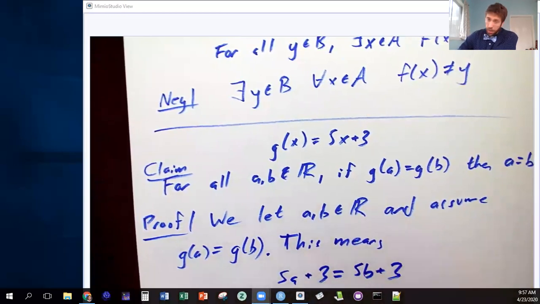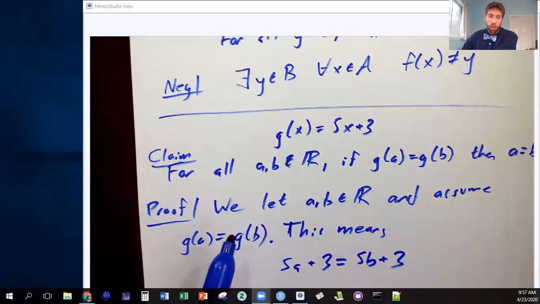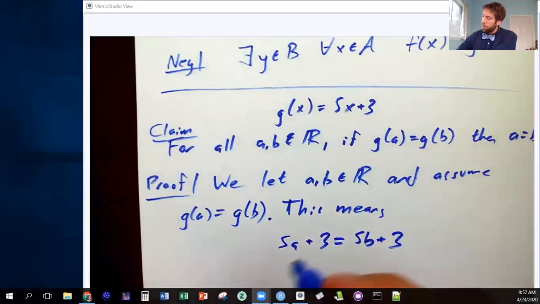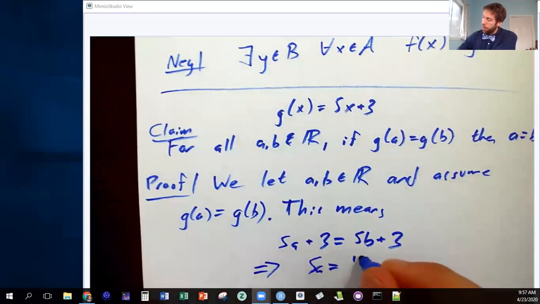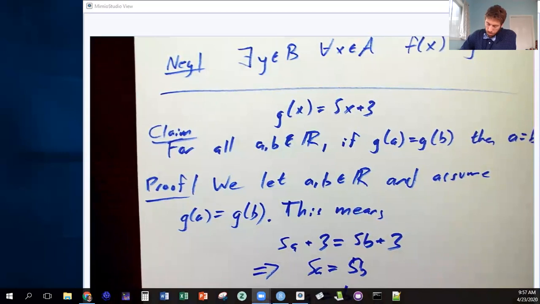Okay, what did the book just do there? It assumed this, and then asked what that means. g of a is this, g of b is that. Then we do algebra. Subtract 3 from both sides, and you get 5a equals 5b. Divide by 5, and you get a equals b. Thus, the claim is proven.